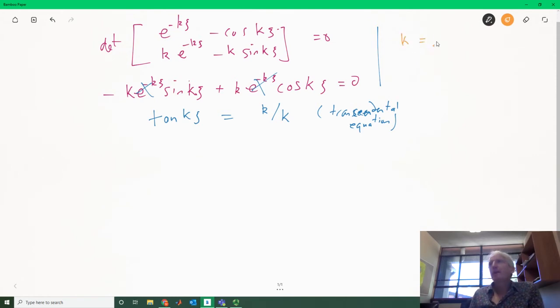We've got kappa is the square root of b minus k squared. So we can rearrange that, and we get kappa squared is b minus k squared. So k squared is b minus kappa squared. So we get k is the square root of b minus kappa squared.